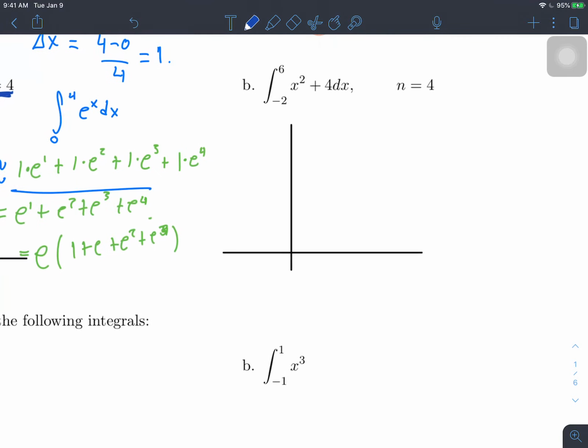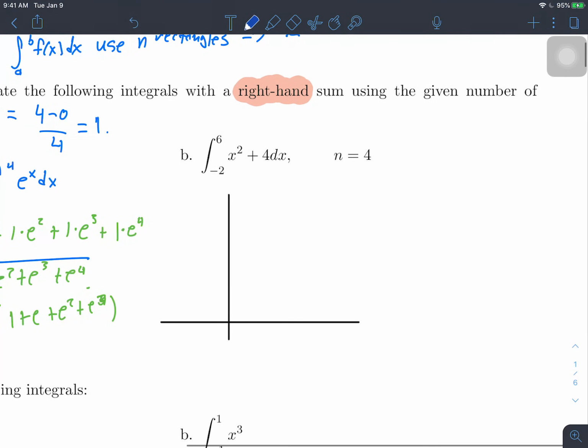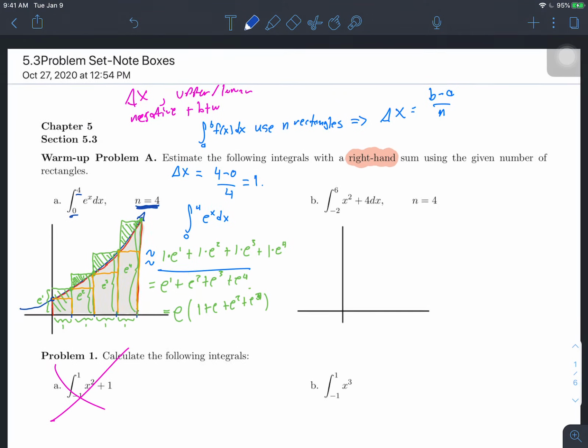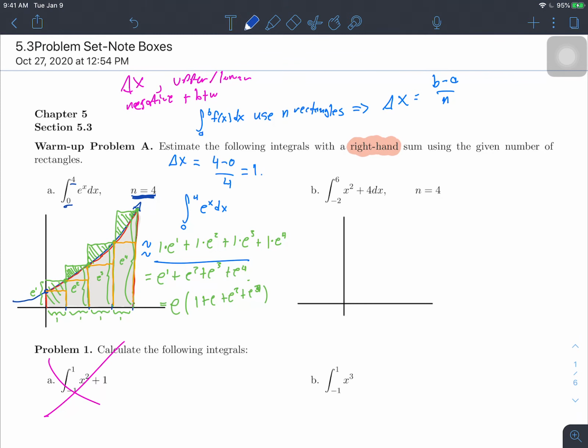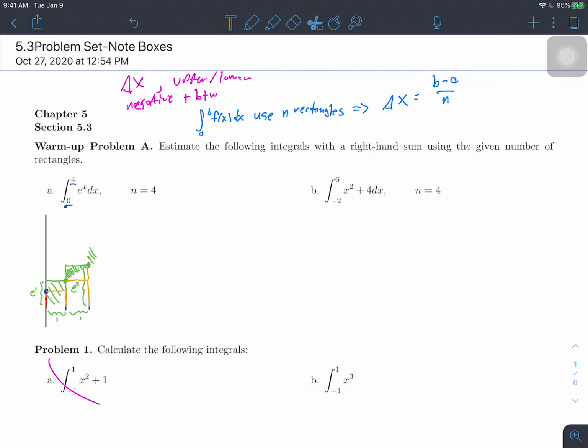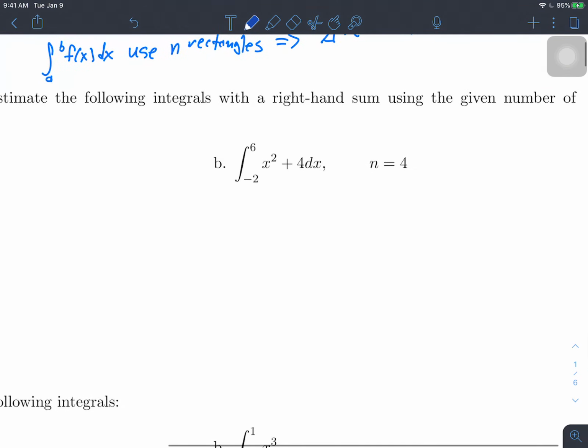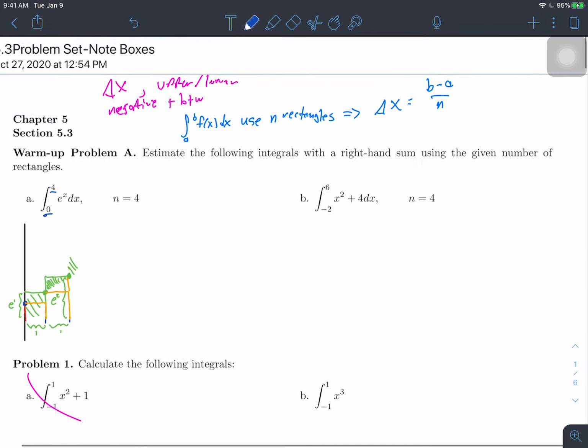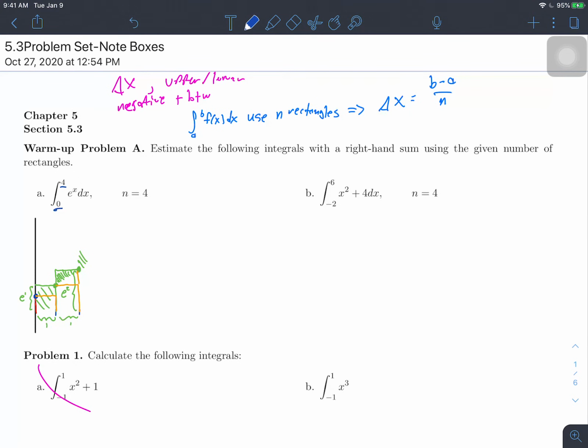Okay, so we were supposed to find, let me clear a little space for us here. We're supposed to find this area under the curve here using 4 rectangles and a right-hand sum. The first step with all of these is always just to draw a picture.